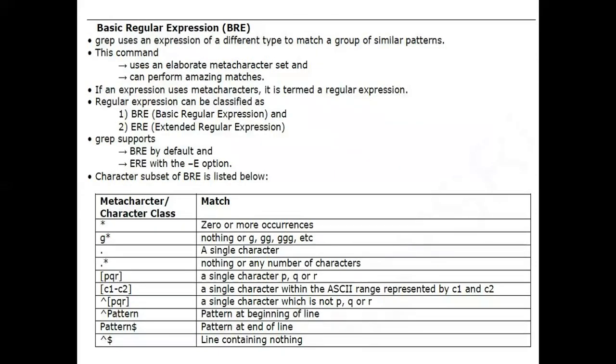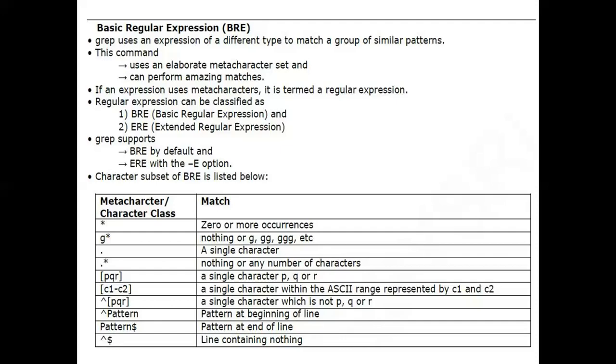So as you can see, for the basic regular expression, your grep command was using an expression of a different type to match a group of similar patterns. That means your grep command was using some expression. In that expression, it contained many different meta characters. Those meta characters were used to match one similar pattern. So you can use many different types to match a single pattern. Your grep command was making use of an expression in order to frame a pattern. Through that pattern, you are searching for that pattern in the given file.